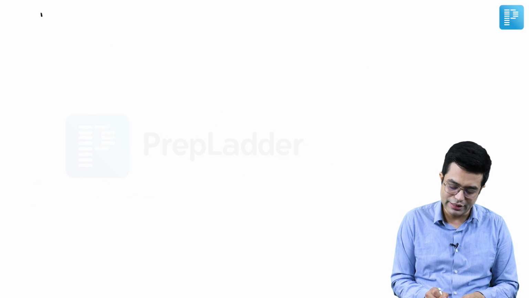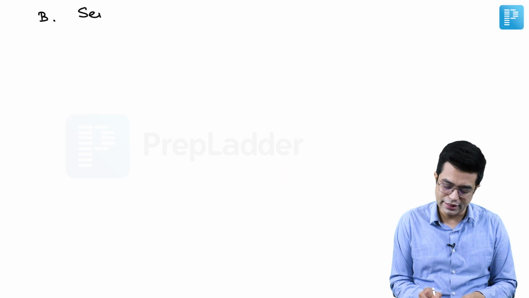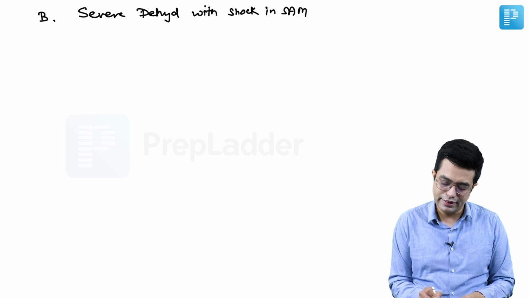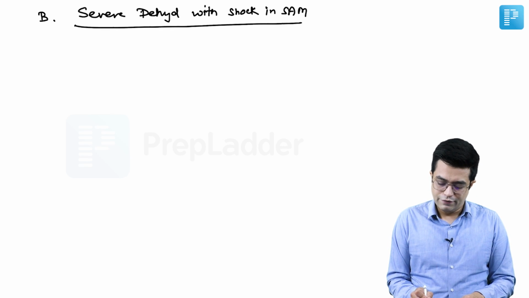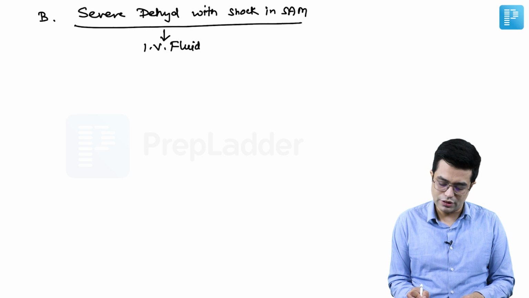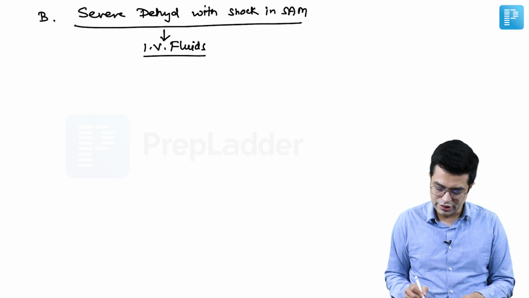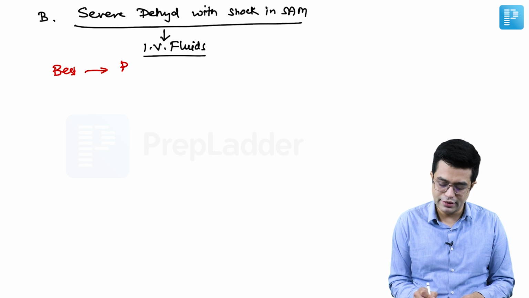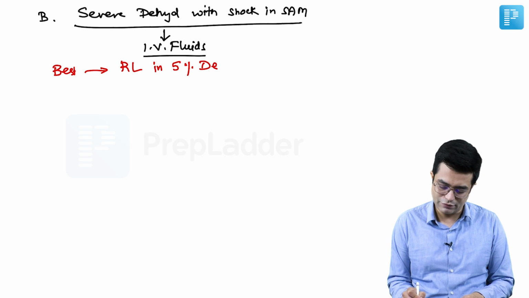The second scenario is severe dehydration with shock in a SAM child. In these patients, we will use only and only IV fluids. So the question arises, what is the best IV fluid? The best IV fluid is Ringer's lactate in 5% dextrose. That is the best fluid.